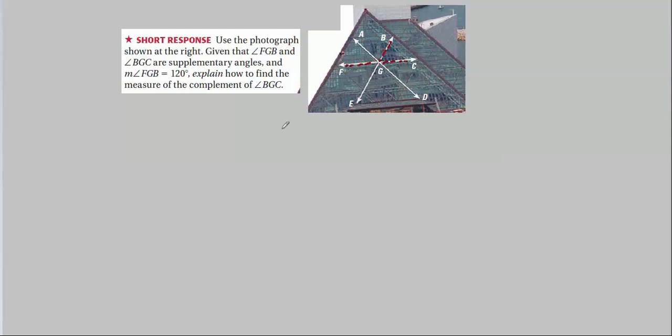Maybe I'm wrong, but these two are supplementary, and we know that this one is 120. So what we have is that 120 plus the measure of angle BGC equals 180. This is a very easy one to solve. The measure of angle BGC equals 60 degrees. And it doesn't look too far off to me. So far the answer kind of makes sense.